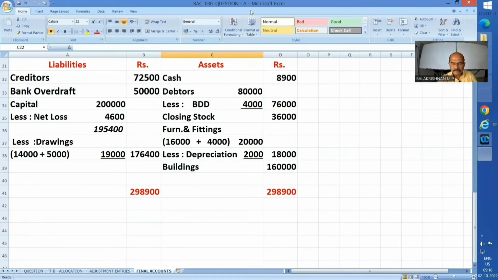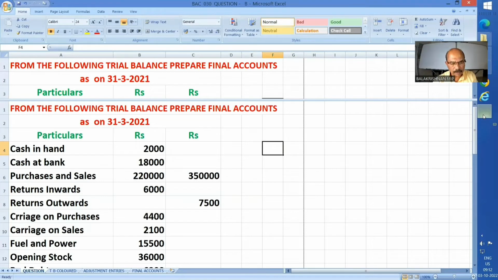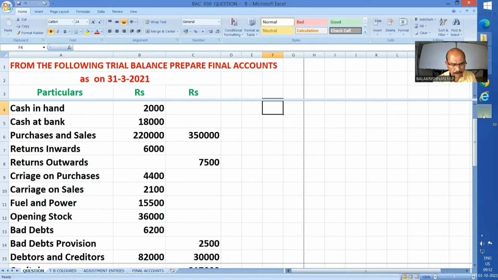Now, let me take up the second and last sum of the day. Well, students, the other question, the second and the last one of the day. We have been given a trial balance prepared as on 31/3/2021. I am posting it suitably to enable you to write it down, since it is not available in the DK Goyal's book.